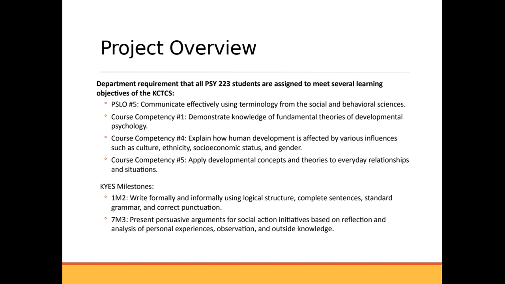Another standard that it requires us to do is to present a persuasive argument for social action based on a reflection and analysis of your personal experience, observation, and outside knowledge. This is related to those final questions I ask you to write about in the concluding paragraph, if you remember, of your application paper. So we'll talk more about this when we look at the grading rubric, but it just stands out there as something we need to also write about because you'll be graded on it.